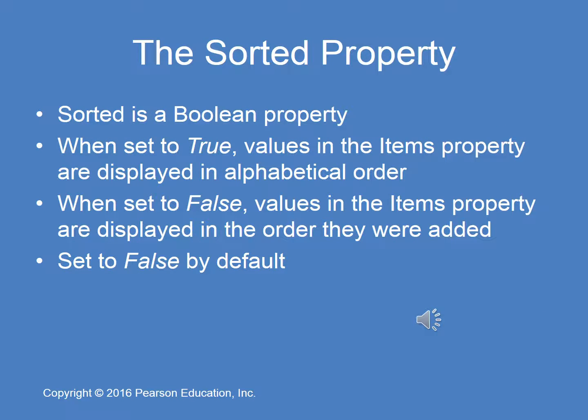Another useful list box property is the Sorted property. Sorted is a Boolean property, which means it can only be true or false. When it's set to true, the values in the Items property are displayed in alphabetical order, and when it's set to false, they're displayed in the default order, or the order they were added. And its default value is false. So if you want them sorted, you have to go in and change that, because they're going to be displayed in the order that you add them. And that's probably a good default.